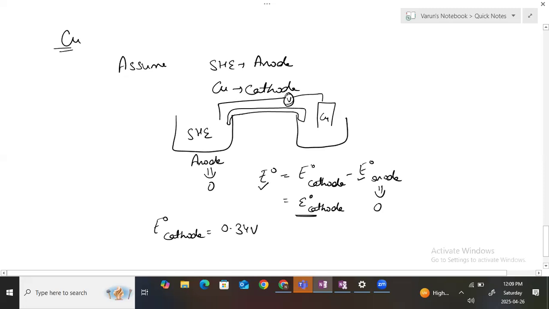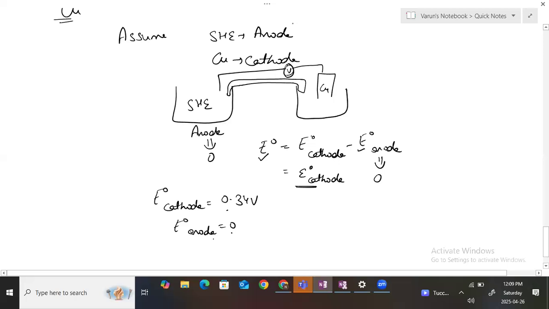0.34 volt. So the thing that I have said: the one with the greater value of E naught will undergo reduction because the reduction potential value is greater for this one, and the one with the lesser value will undergo oxidation. This is what I told you earlier. In this case, E naught for cathode is 0.34 and for anode is 0. So the lesser one will be oxidation and the higher one will be reduction. So it is the correct setup.